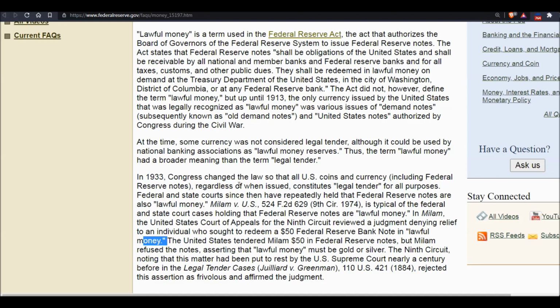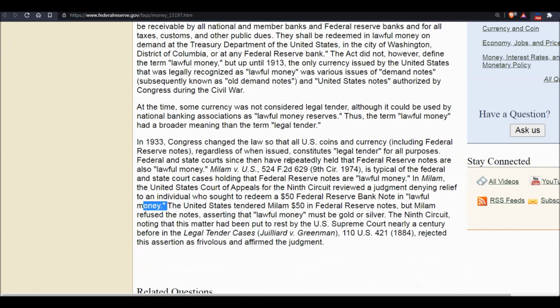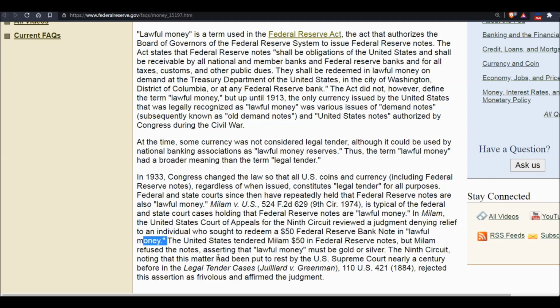There's no money out here. There's no money. Right? So I'm just going to go redeem it. The United States tendered Millam $50 in Federal Reserve notes, but Millam refused the notes, asserting that lawful money must be gold or silver.